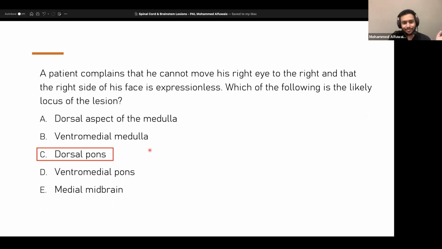Okay, and the abducens nerve. There's no cortical spinal tract defect in this patient. Do you see how you can apply the info? It's just like this. Okay, so yeah, pretty much it's the dorsal pons because it's affecting the facial nerve and the abducens nerve. Is this clear to everyone?